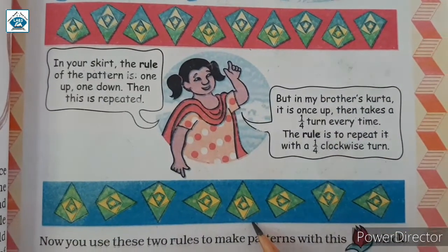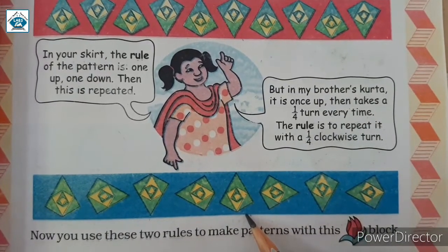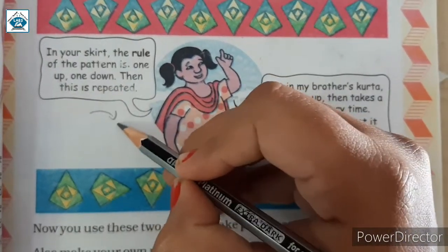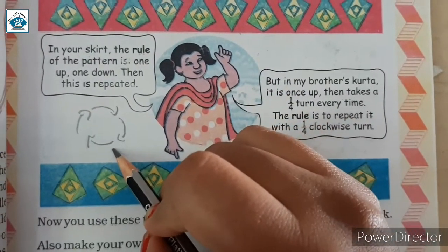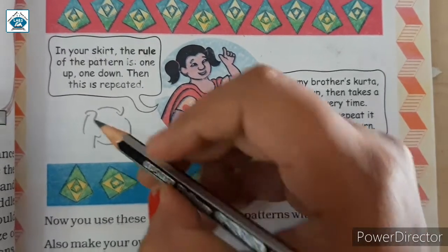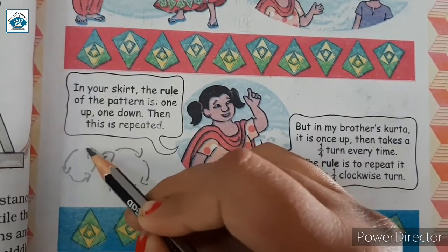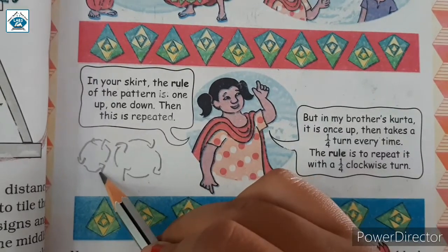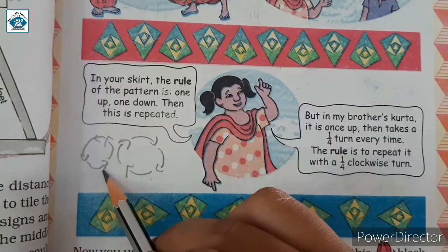Here you can see a 1/4 turn, so clockwise turn. So what is a clockwise turn? Clockwise turn means, you can see this yellow, this is the clockwise pattern. And this is just the opposite, this is the anti-clockwise pattern.